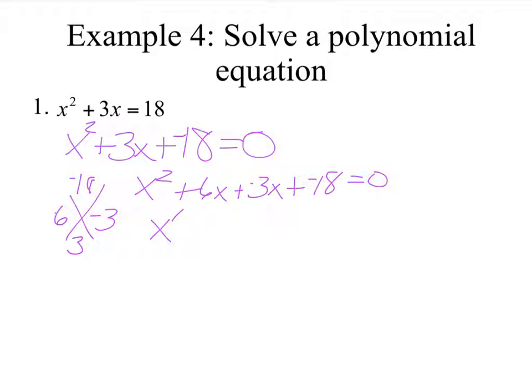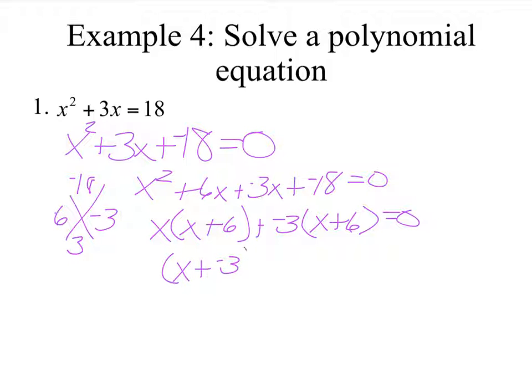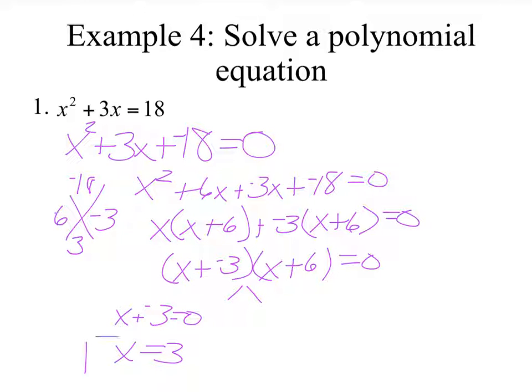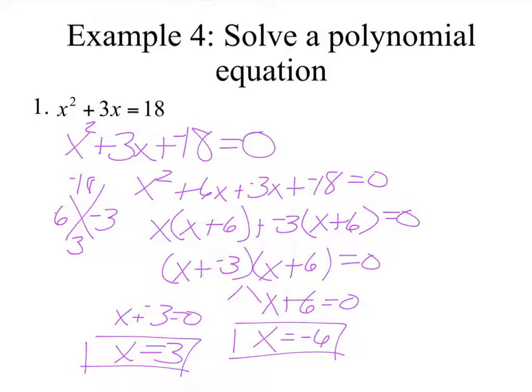GCFing out an x, and I get x plus 6. Pulling out a negative 3, and I again get x plus 6, equaling 0. x plus negative 3 and x plus 6 equals 0. This splits into 2 problems. x plus negative 3 equals 0, so x equals positive 3, and I move that negative 3 to the other side. And x plus 6 equaling 0, x equals negative 6 when I move it to the other side.